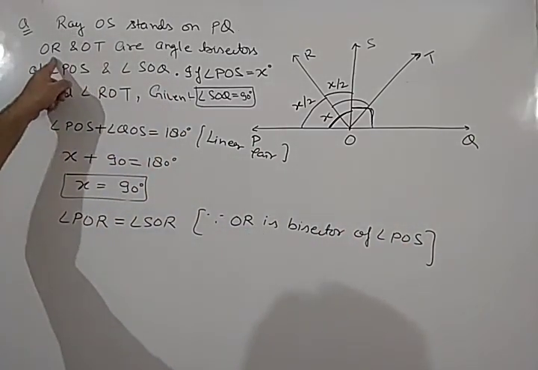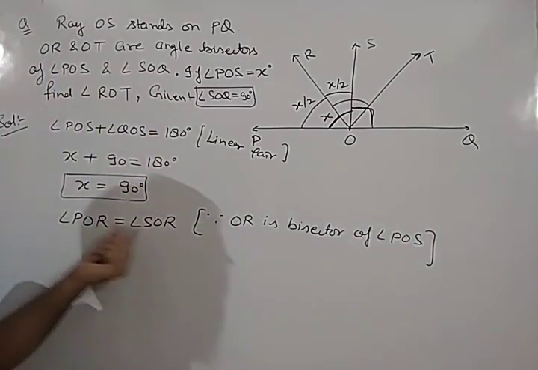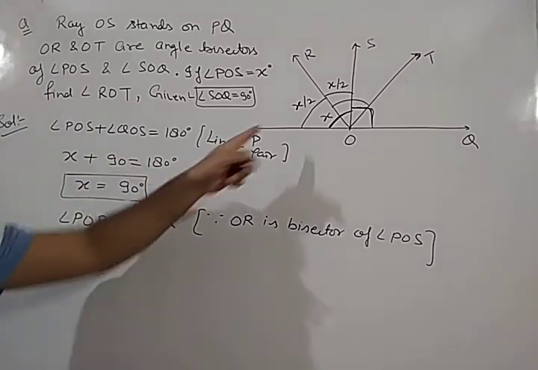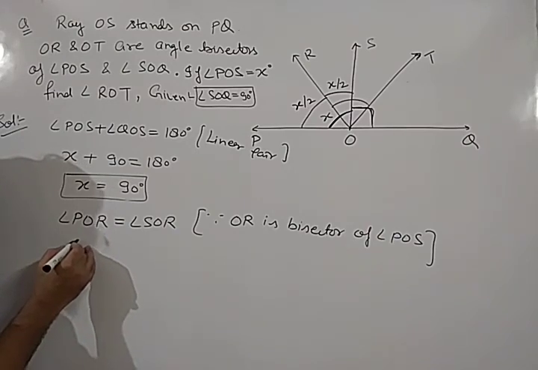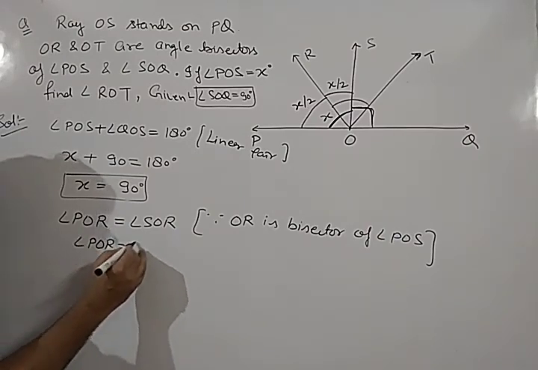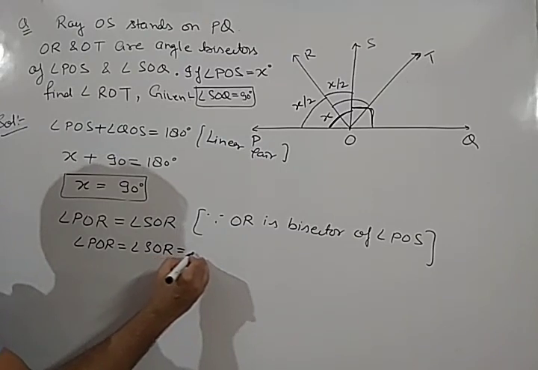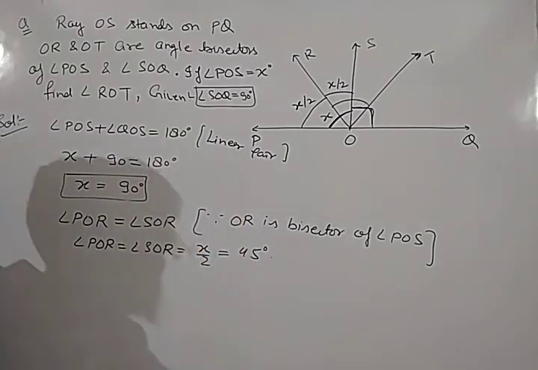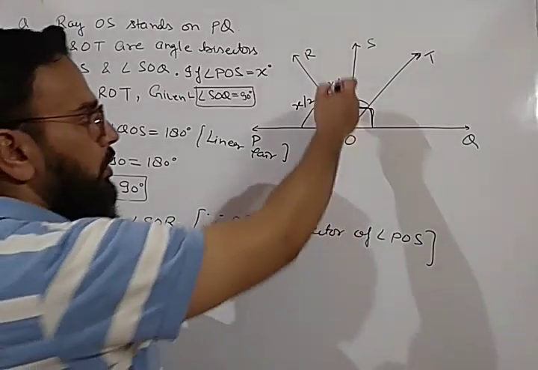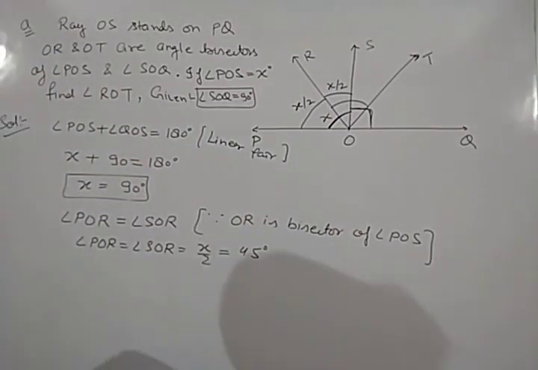OR is the bisector. So angle POR is equal to SOR, and both the angles will be equal to x by 2. So angle POR is equal to angle SOR, and its value will be equal to x by 2, which is equal to 45 degrees. It means both the angles are 45 degrees.